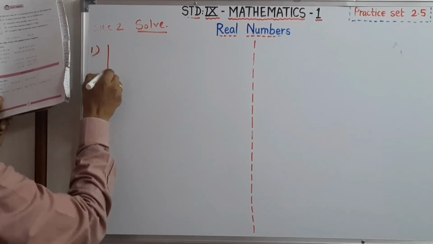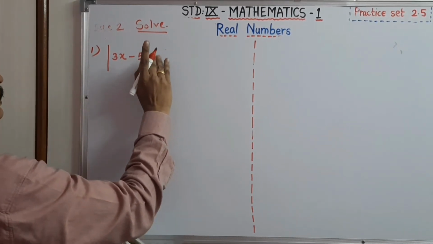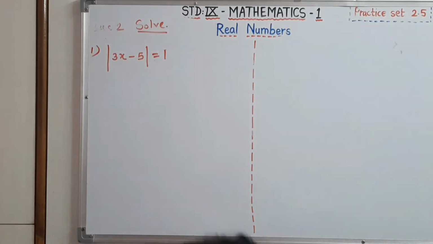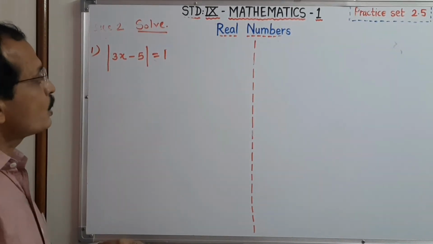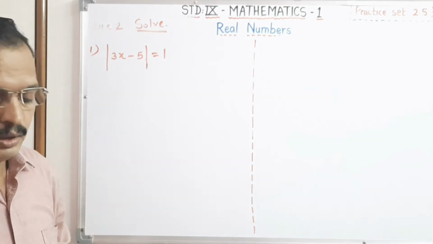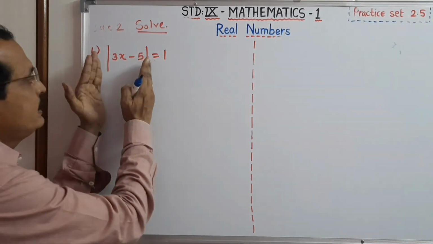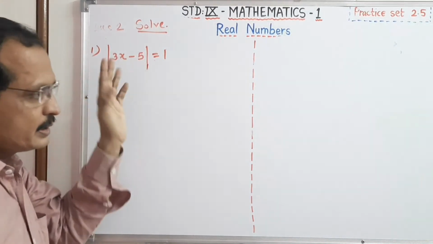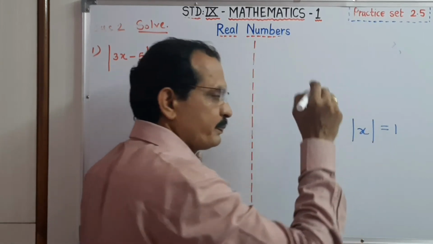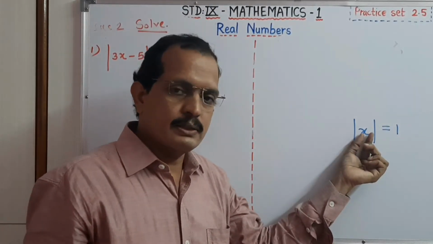The first one is: modulus of 3x minus 5 is equal to 1. Now see, dear student, we have to solve this. That is, modulus of 3x minus 5 is 1. Now see here, modulus of this is 1. That means in this case, I write here 1 and here I write x. That means modulus of x is 1 and we have to find out x.